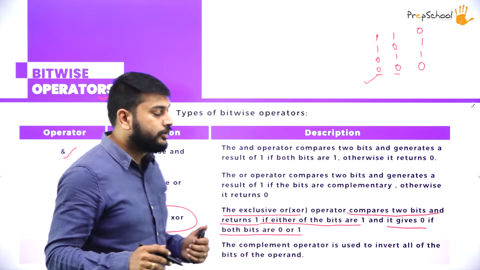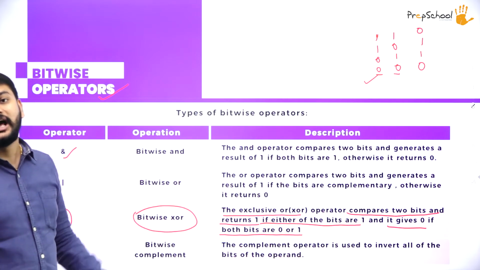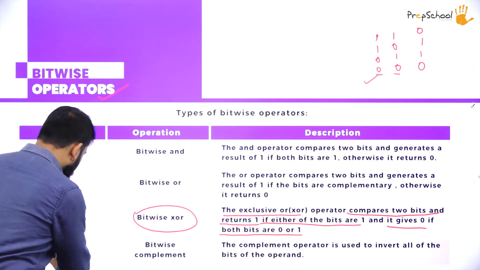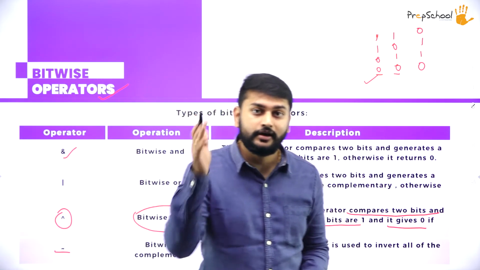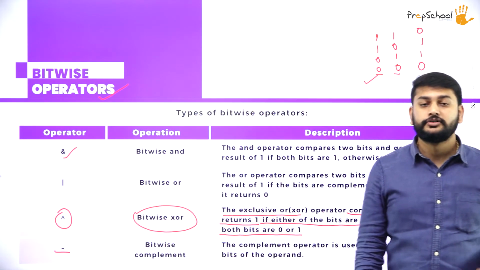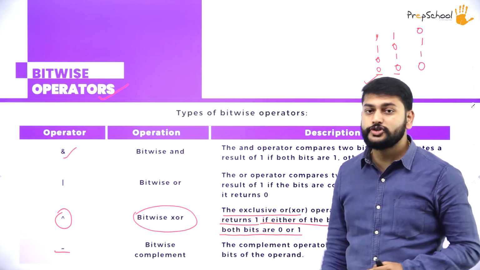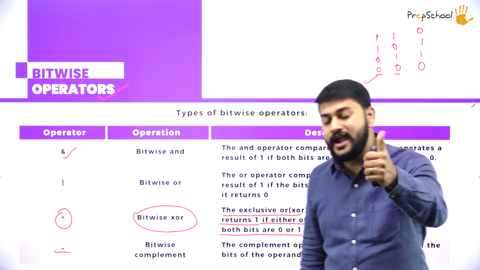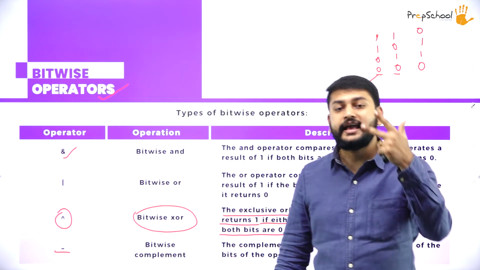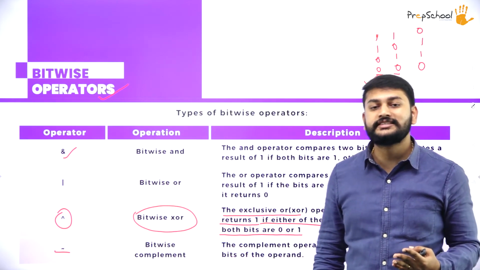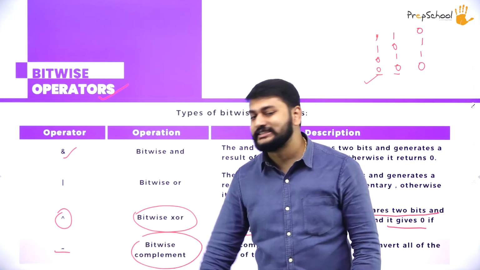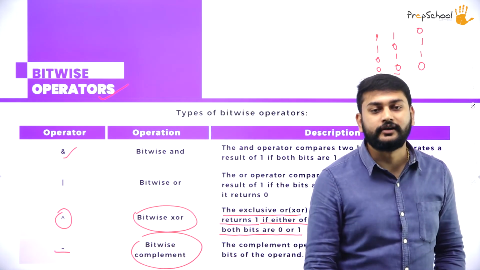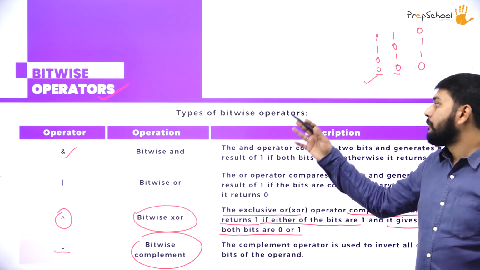So this is how the bitwise XOR is working, and then the bitwise complement, which is exactly the same as the NOT operator in the logical operators. So how many operators do we have in the bitwise operators? We have 4: AND, OR, exclusive OR, and the last one is the bitwise complement, which is exactly like the NOT operator. So this is all about the bitwise operators.